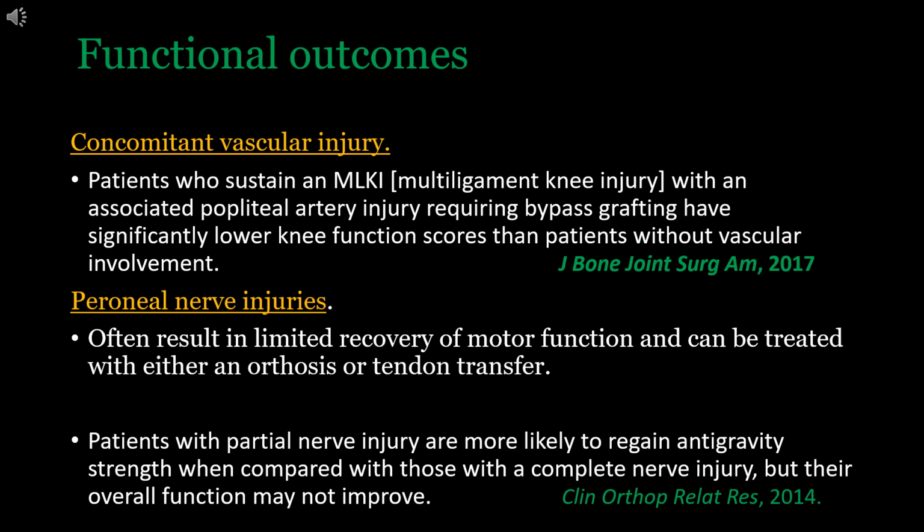Peroneal nerve injuries often result in a limited recovery of motor function and can be treated with either an arthrodesis or a tendon transfer. With a multi-ligament knee dislocation and associated peroneal nerve injury, patients with a partial nerve injury are more likely to regain anti-gravity strength when compared with those with complete nerve injury, but their overall function may not improve.